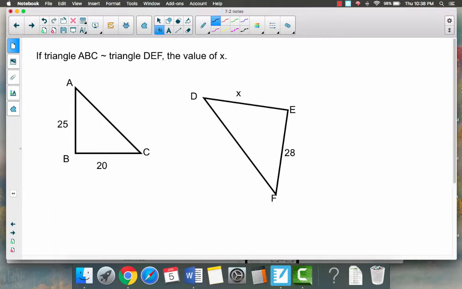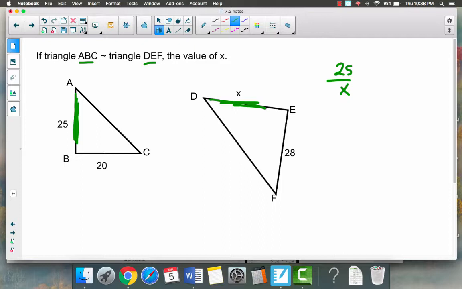So now all we have to do is use the similarity statement to match up what would be related. Notice we have AB as our first side, so I'm going to mark on this one. Well, AB is 25, and it matches up with DE because those are the first two letters. So DE is x. So we're going to write those as a ratio because AB and DE are related.